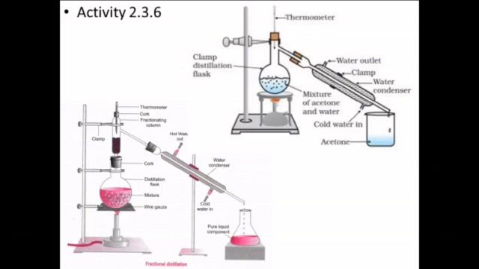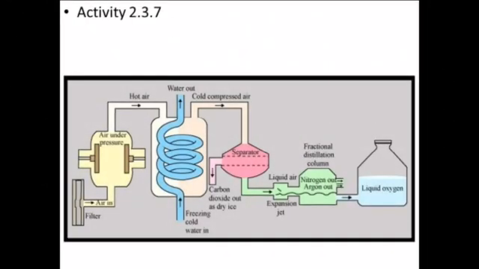Next topic is fractional distillation. Fractional distillation is used to separate two or more miscible liquids for which the difference in boiling point is less than 25 Kelvin. A simple fractionating column is a tube packed with glass beads. The beads provide the surface for the vapors to cool and condense repeatedly.